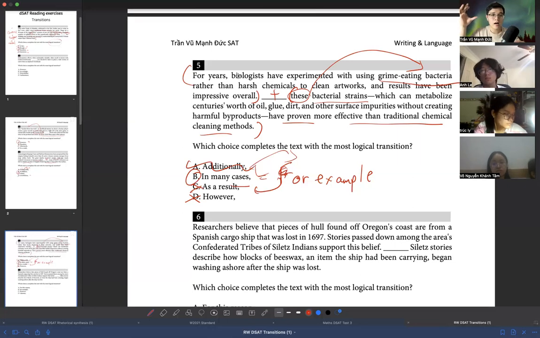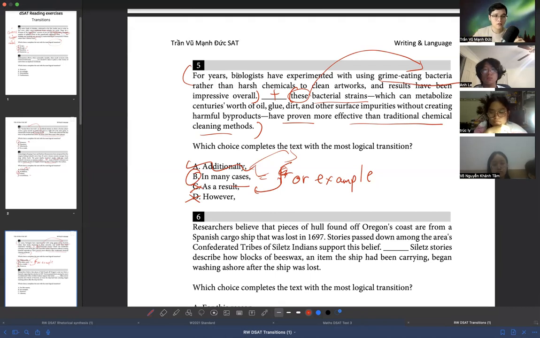So it means that I'm trying to make clear the previous sentence by using its information, not adding anything else, not adding anything original. So I can't use "additionally." That's how you're going to dissect a transition question, right?